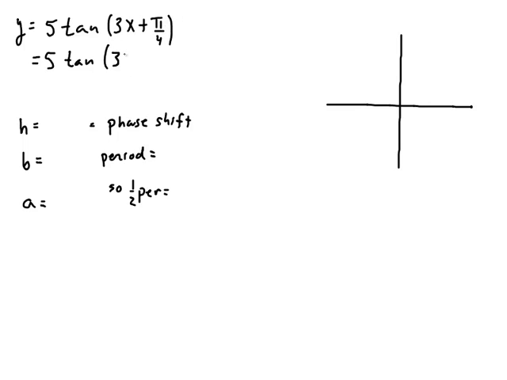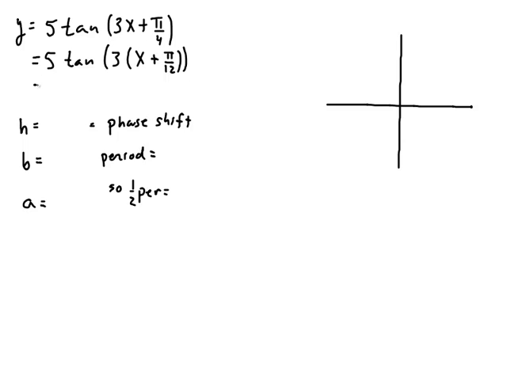So when I factor out this 3, I'll get 3 times the quantity x plus, and to factor 3 out of pi over 4, I have to divide it by 3, or multiply by a third. So this will be x plus pi over 12.